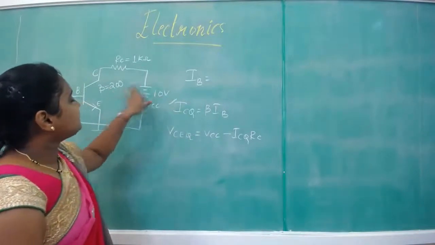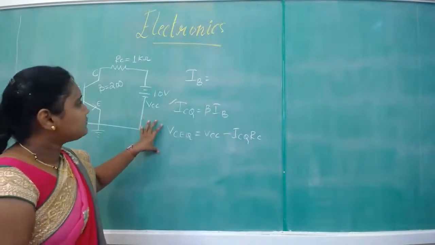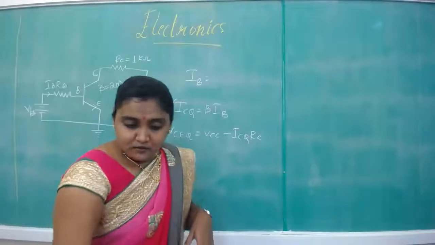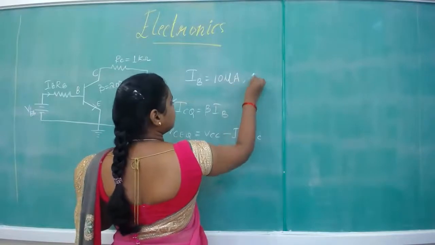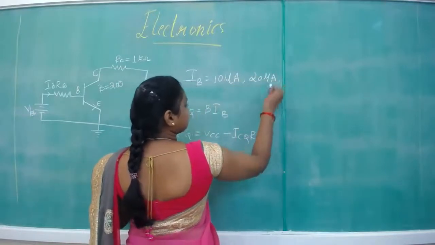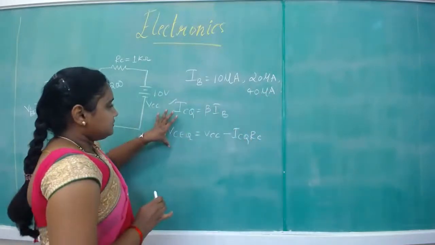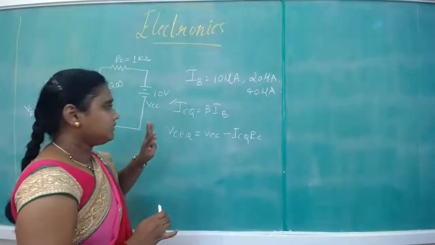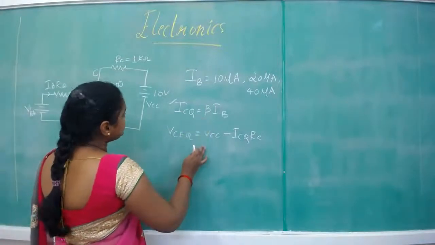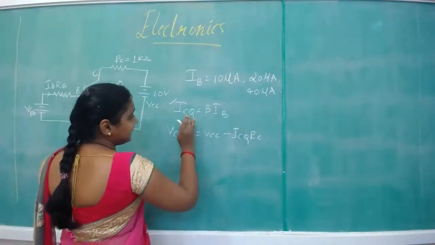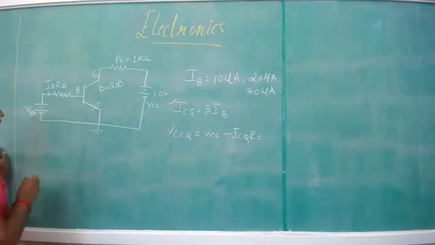Here the beta value of 200 is given, and different values of IB are given. This particular question is to compare the Q points for different values of IB. The values of IB are given as 10 microampere, 20 microampere and 40 microampere. So you have to solve for three coordinates of the Q points. We have the expressions here. We have to substitute the values and find ICQ and VCEQ for the given values of IB. So the first one I am going to solve now.